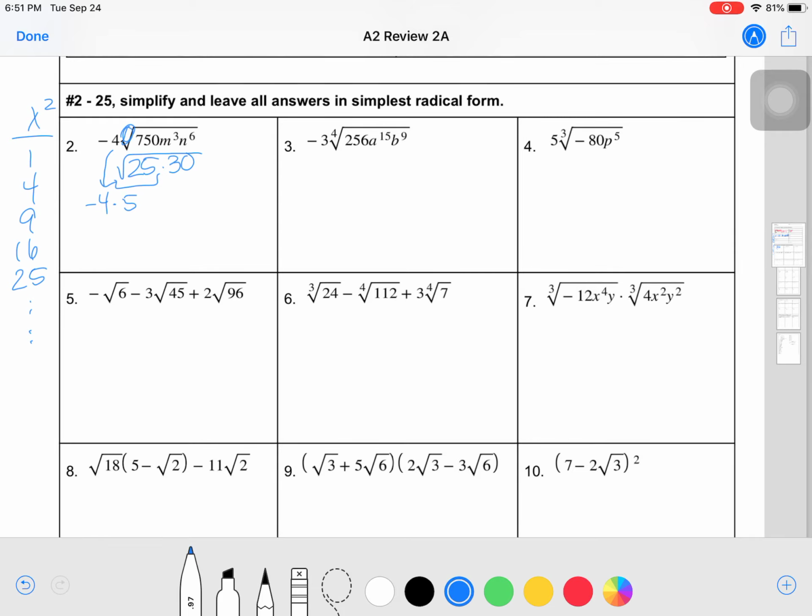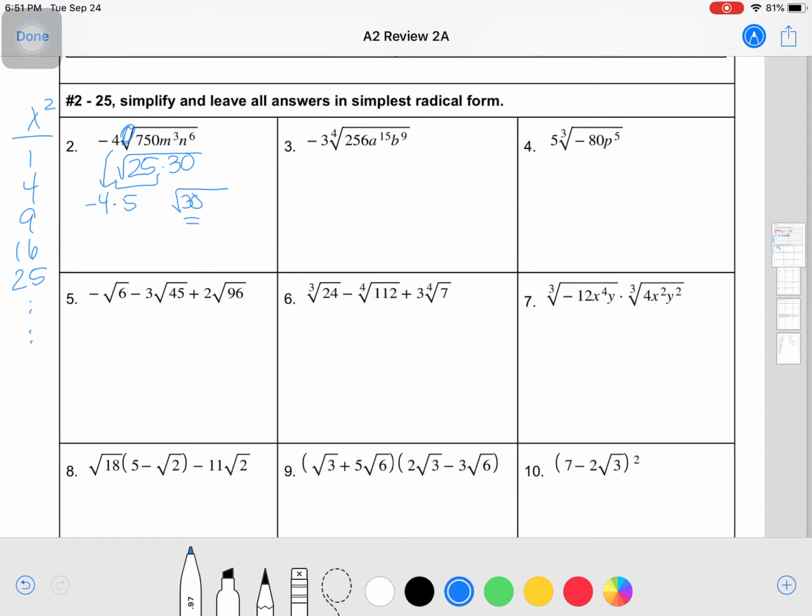I'm going to leave some space because we got to talk about variables. But then the 30 comes inside, and it's always a good idea to double check your 30 and make sure no perfect squares still divide into 30. None of my other perfect squares do, so that means I did do the right thing and pick the right number to go into it.